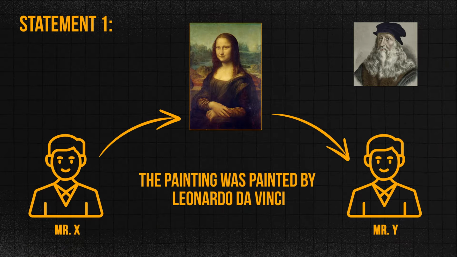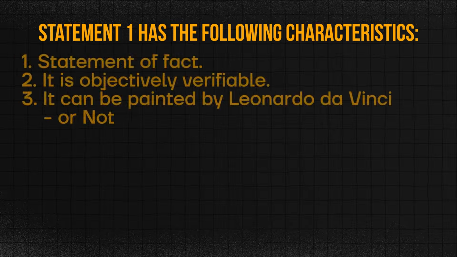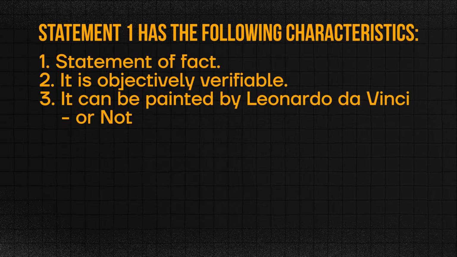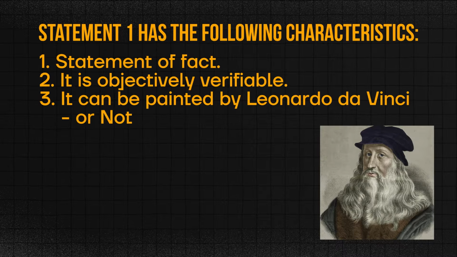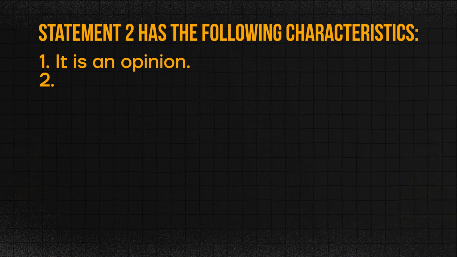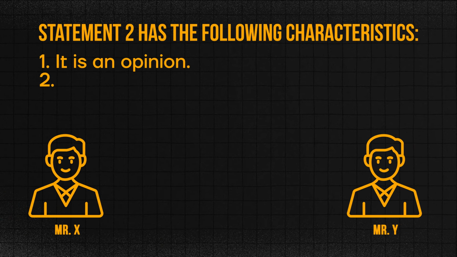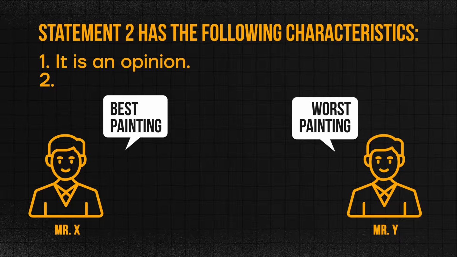The first statement is a statement of fact which is verifiable on the date on which it is being made. That is, the painting can either be painted by Leonardo da Vinci or it is not. That is, it can be verifiable against an objective standard. However, the second statement is a mere subjective opinion of Mr. X regarding the painting which he conveys to Mr. Y. That is, Mr. X may consider the painting to be the best Renaissance painting ever made. However, for example, another person, say Mr. A, may not consider that painting to be the best ever Renaissance painting.